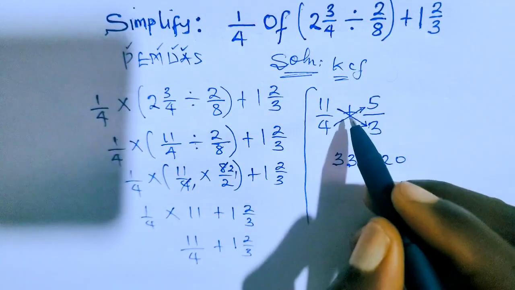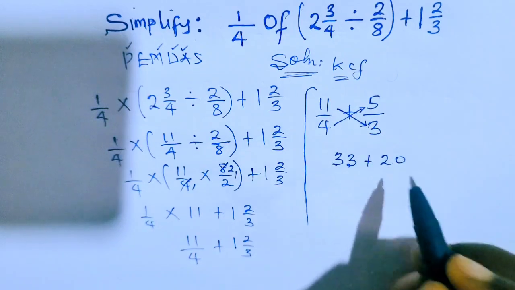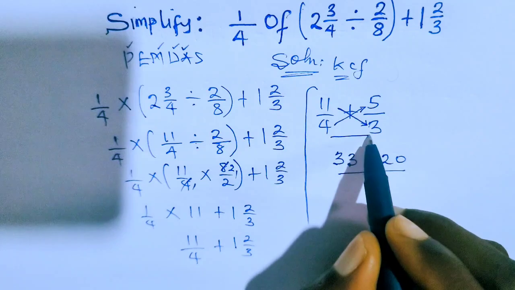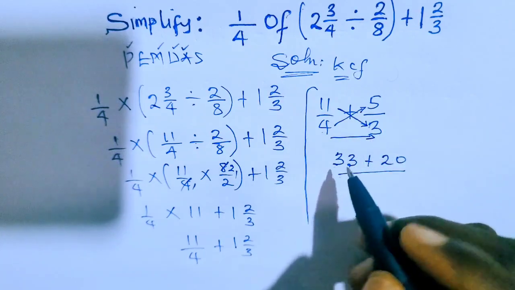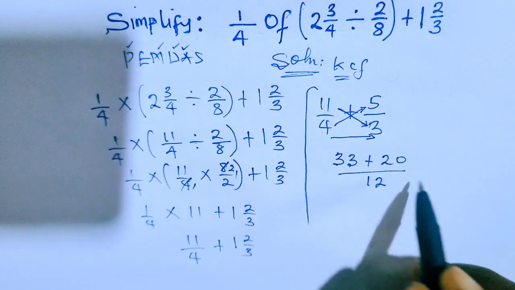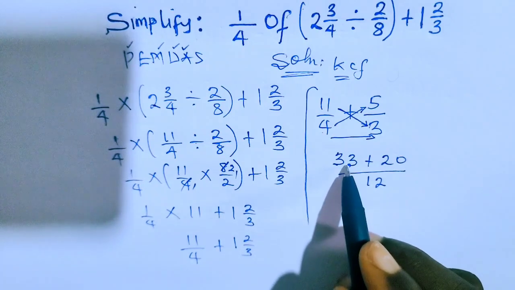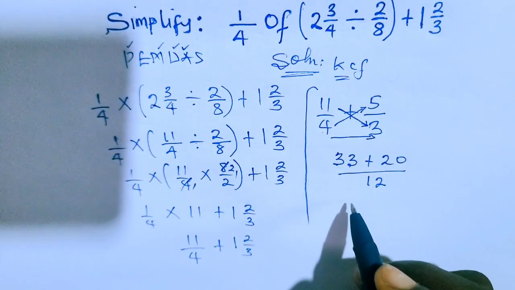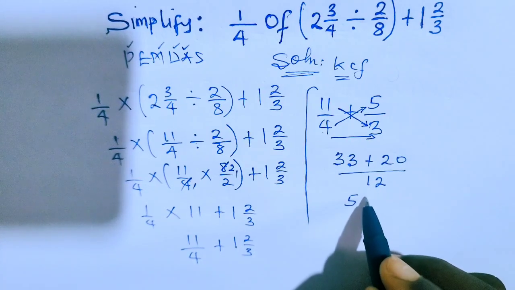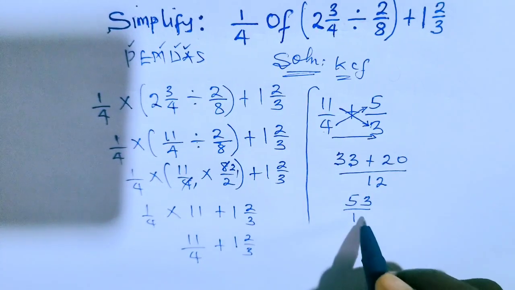Then what you need to do, this addition, you add this, then divided by here, you multiply 4 and 3, 4 times 3, that gives us 12 here. Now to add the numerator, you have 33 plus 20, that will give us 53 divided by 12.